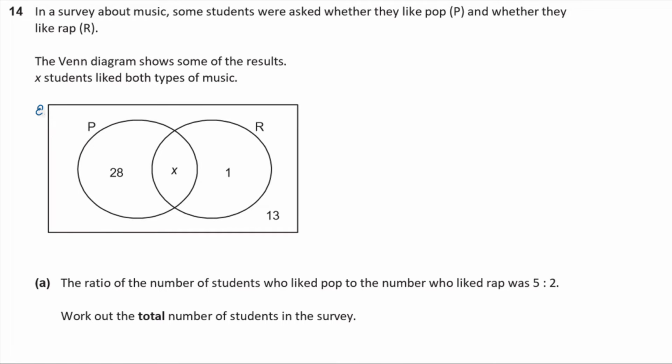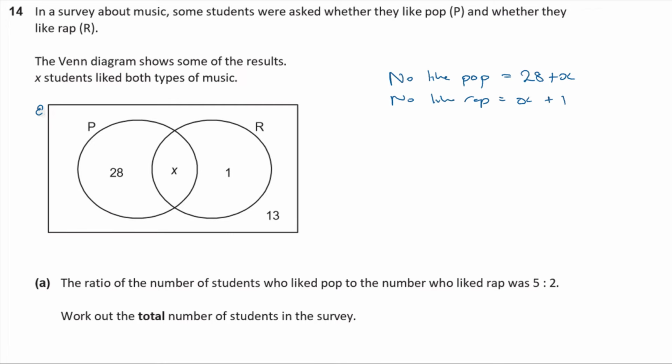Ooh, that's interesting. So I guess the total number who like pop is going to be the 28 on the left hand side plus the x in the middle, and the number who like rap is going to be the x in the middle plus the 1, isn't it? Okay, now we're told that the number who like pop to the number who like rap is in the ratio of 5 to 2. Okay, so can we turn that into an equation?